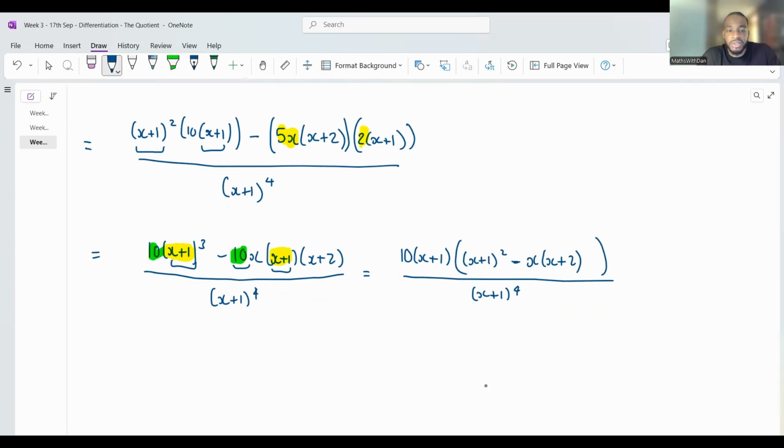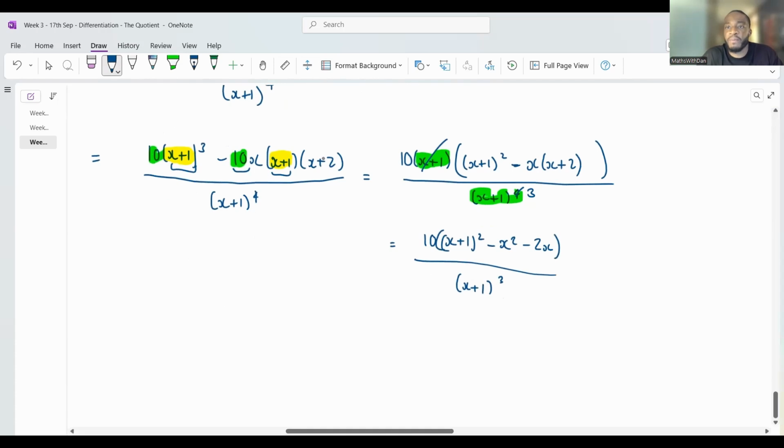Yeah. Good stuff. So then now, what can I do? Well, what can we see here? We've got an x plus 1 here. We've got four of them here. We can cancel one, can't we? So it becomes, and then we can put that to a 3. So therefore, actually just becomes 10, and then x plus 1 all squared minus, and then I might as well expand that, right? That's going to be x squared minus 2x, like that, all over x plus 1 to the power of 3. Does that make sense, guys? You happy with that?